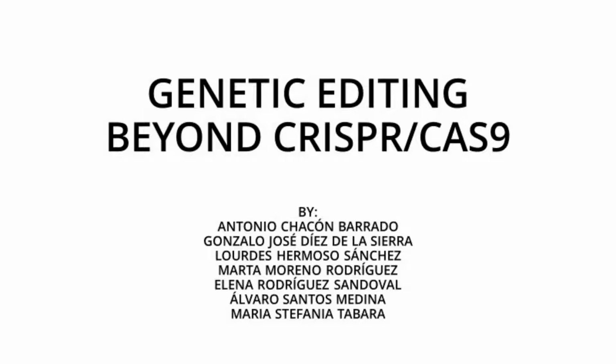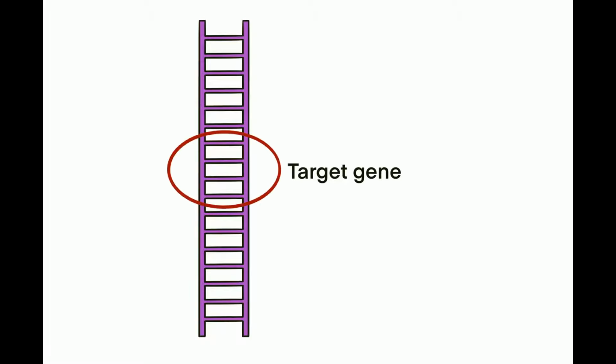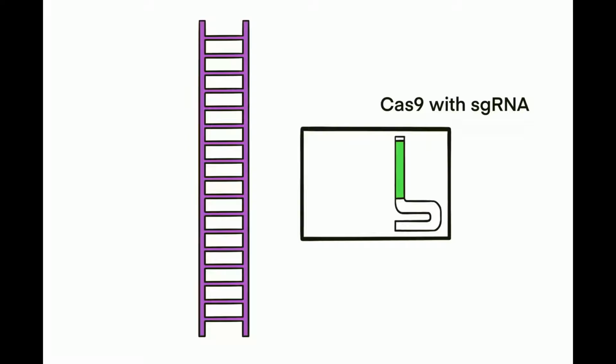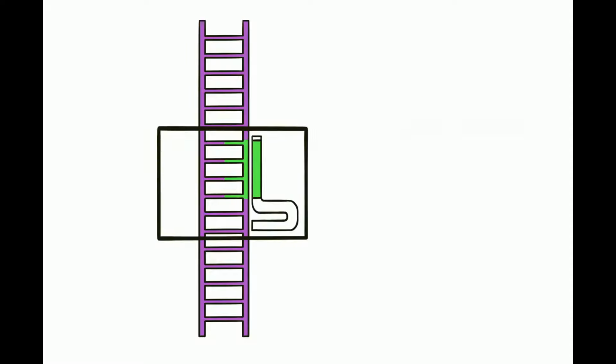CRISPR is an adaptive RNA-mediated defense mechanism in prokaryote organisms against bacteriophages and other exogenous genetic elements. Using its properties, the CRISPR-Cas9 system has been developed as a genetic editing tool. First, Cas9 protein combined with a single guide RNA produces a single double-stranded break in the DNA.